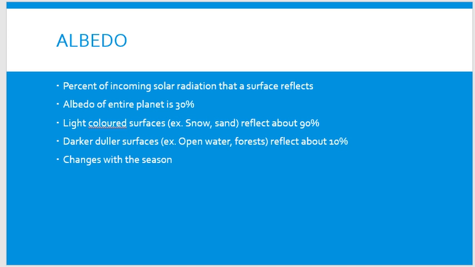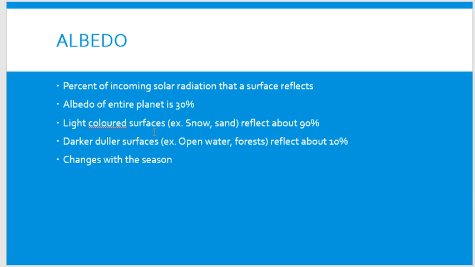The first definition I wanted to mention is this term called albedo. This helps to regulate temperatures on Earth. So basically, it's just the percent of incoming solar radiation that a surface reflects. So the more that it reflects, the less it absorbs, obviously, and so the cooler it would be. Okay, so the albedo of the entire planet is about 30%.